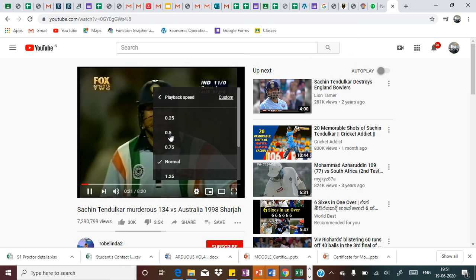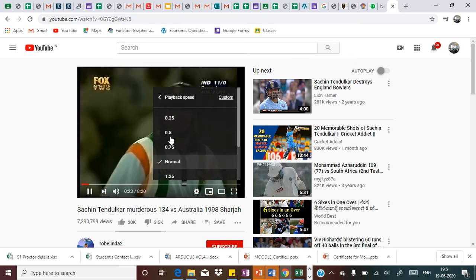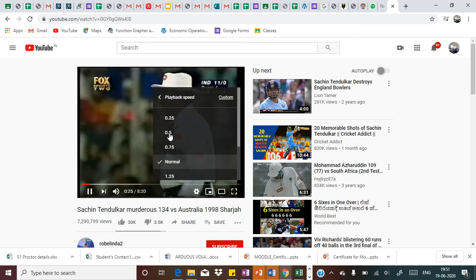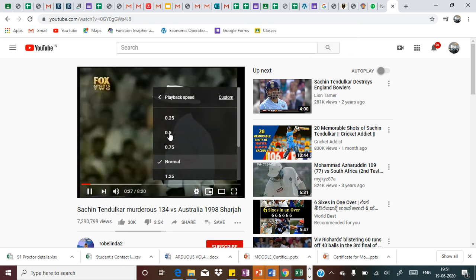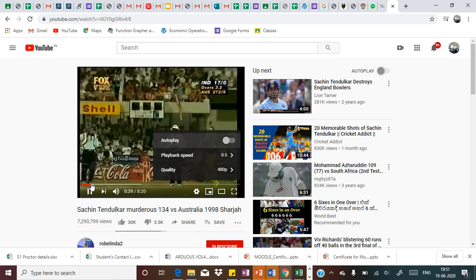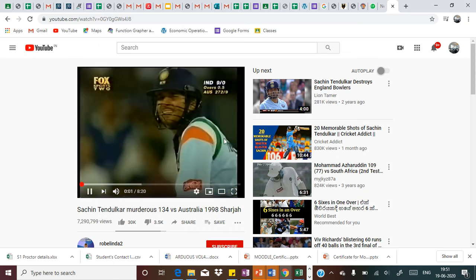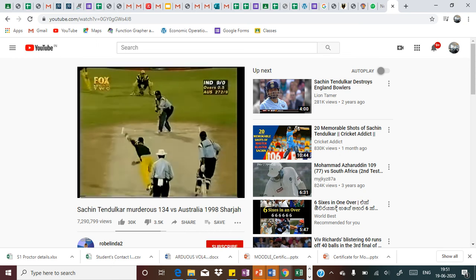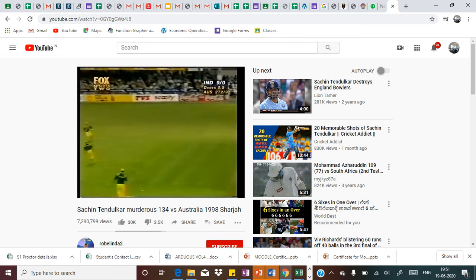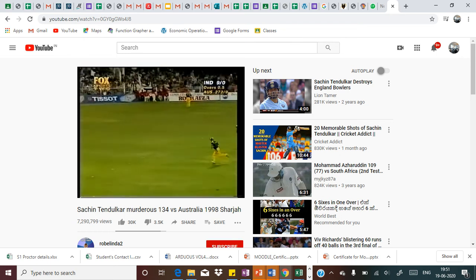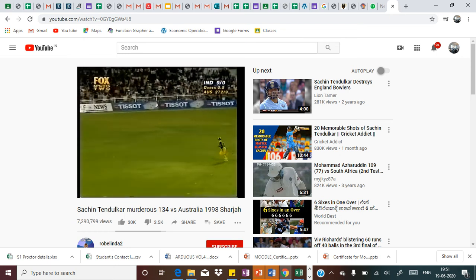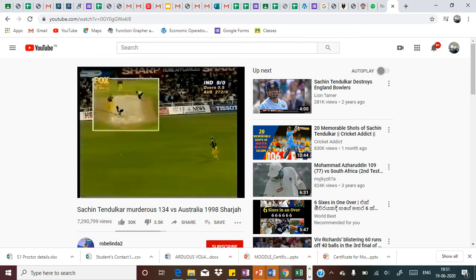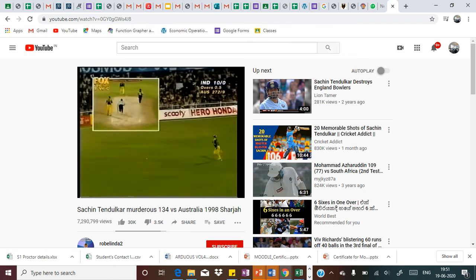If I take it as 0.5, it will become a equal to 1 by 2. So let me just take it as 0.5 for the time being, and let us play the same once again. Now you see the same shot played at a slower speed. This is called expansion of the video. Same video is now expanded over a larger amount of time, in fact double the time it had taken earlier.